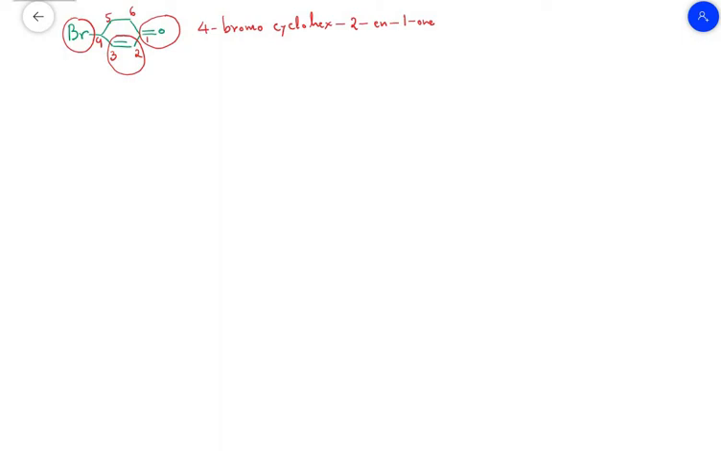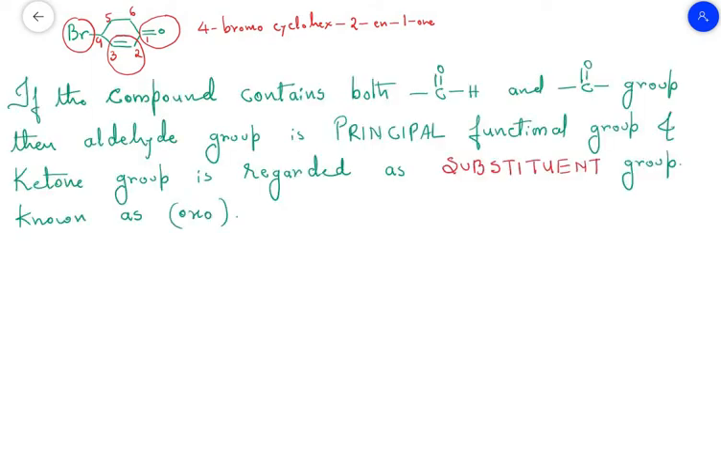Hello students, in the last lecture we learnt the nomenclature of the compound 4-bromo cyclohex-2-ene-1-one. Now we are continuing the class. In the present class we will come to know that if the compound contains both the aldehydic and ketonic group, then the aldehyde group is given principal functional group and the ketone group is regarded as a substituent group known as oxo.